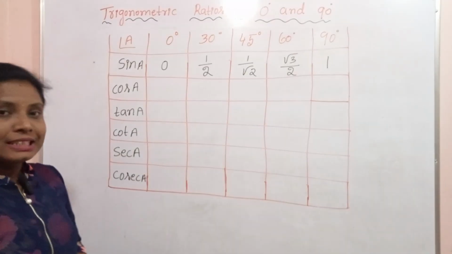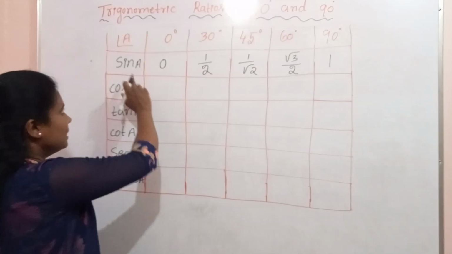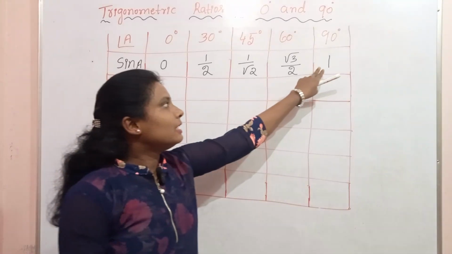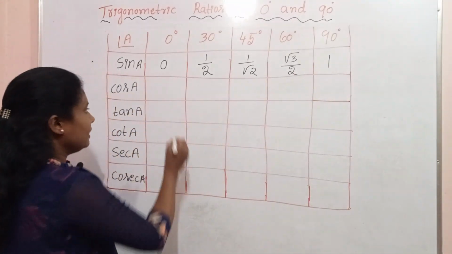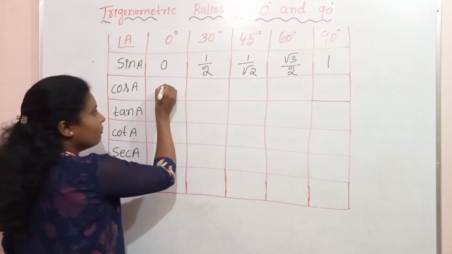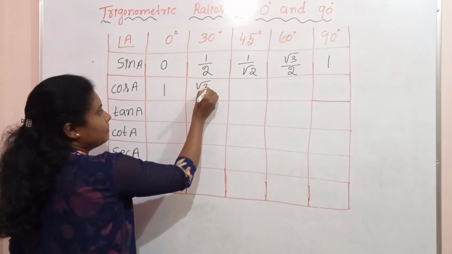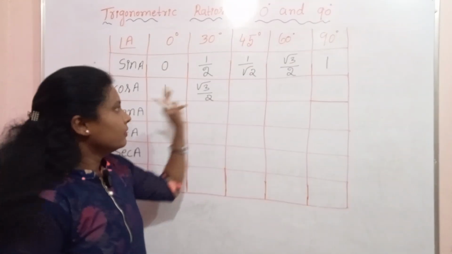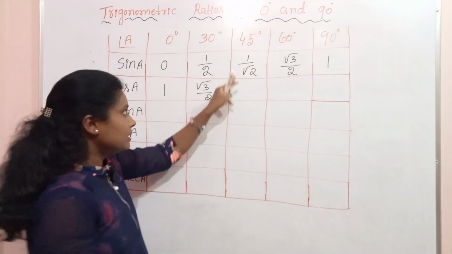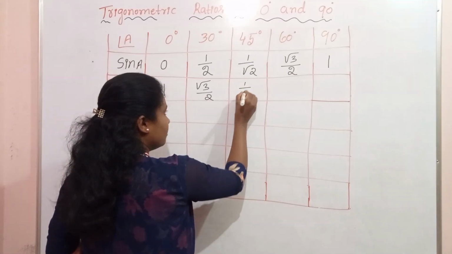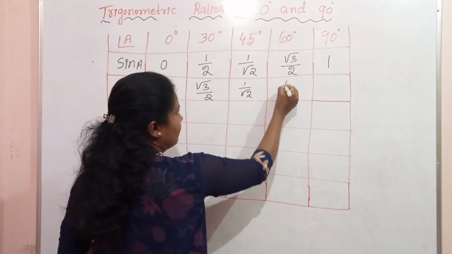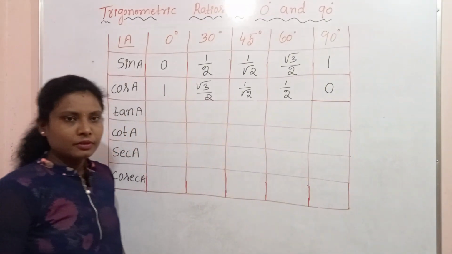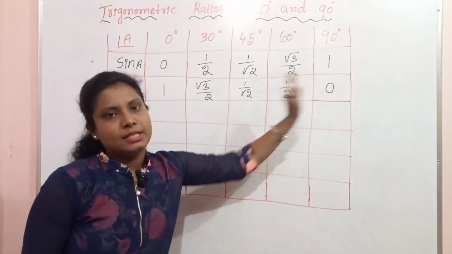Then next, it's a simple way, for cos we need to write sin in reverse. So 90 degree we have to write here: 1, root 3 by 2. So first, in reverse, 1 is here. Root 3 by 2. Next, as it is reverse, you will get 1 by root 2. Next 1 by 2 and 0. So we made it as a reverse of this.